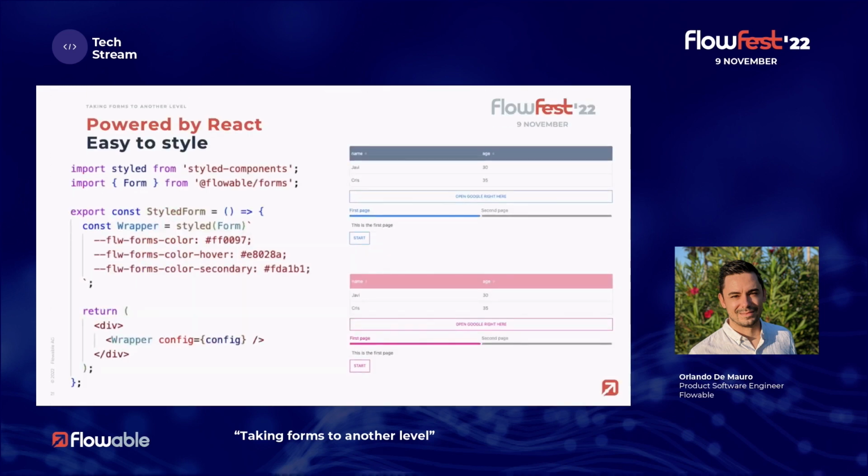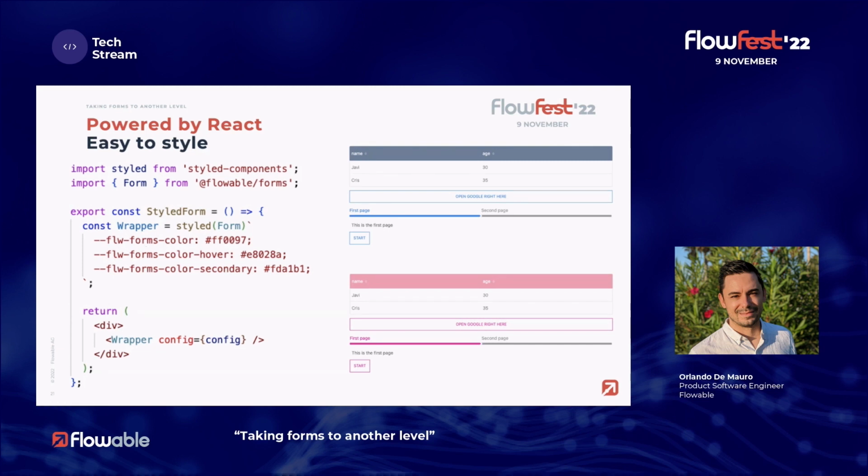So one of the last main characteristics of the Flowable form is that it's powered by React. So this makes it really easy to style. For example, here we have an example of how to style a form. We can use a styled component, for example, but we can also use other techniques. Here we are defining a wrapper, and we are overriding these three classes with a new color.